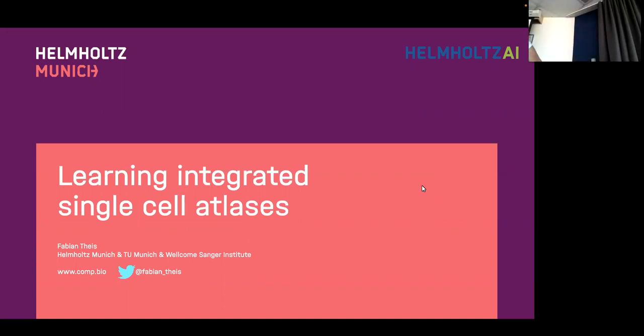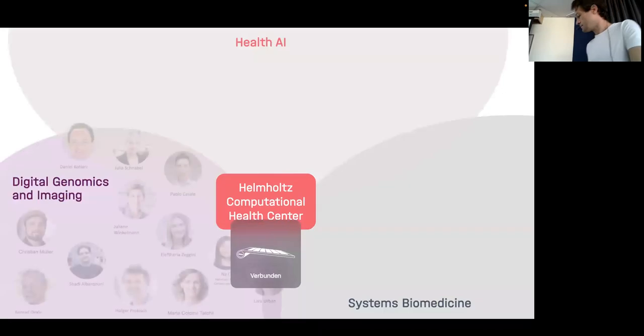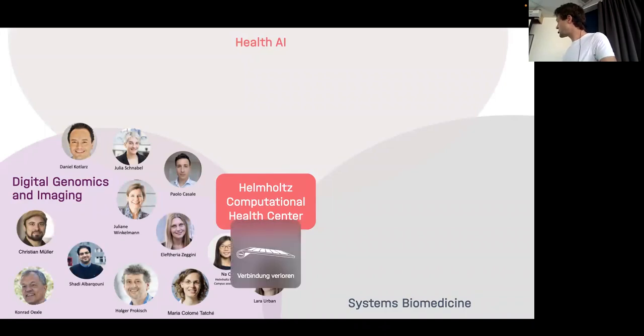This thing sort of knows what I want to do. I just want to briefly say one slide about the place I'm from. This is the Helmholtz Computational Health Center. So this is what we do. We're interested in genomics, imaging, and health AI, and then also this larger thing of systems medicine.